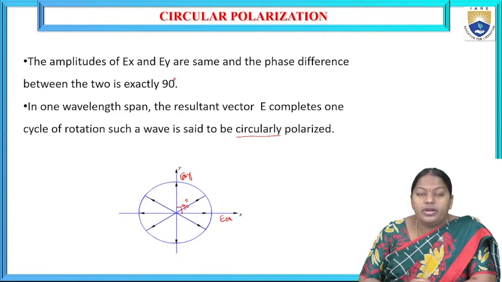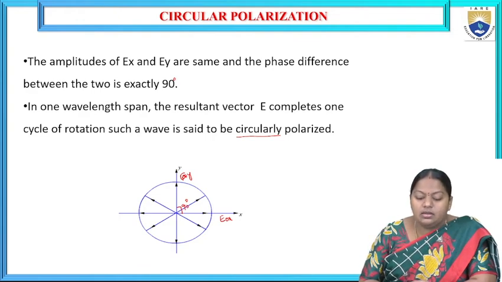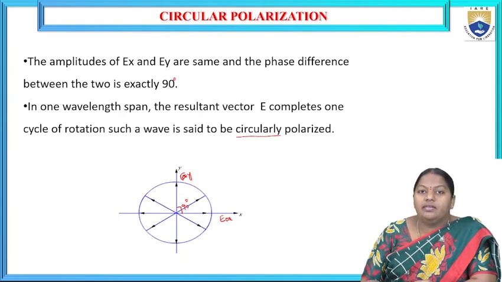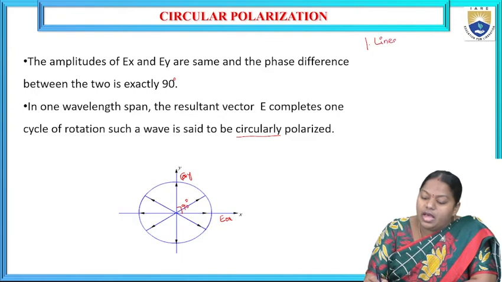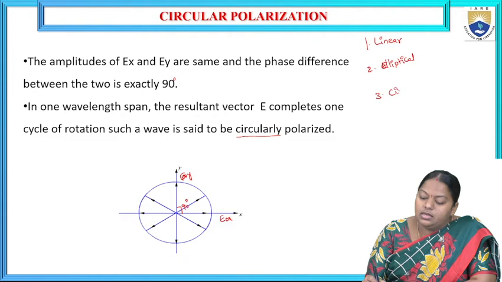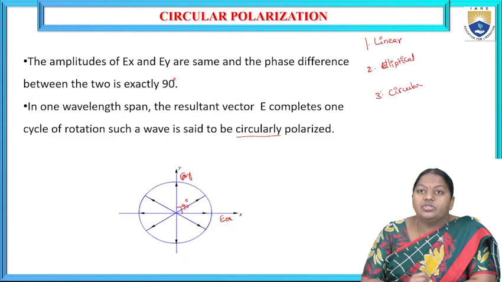Okay, so the orientation of the electric field vector at a particular time in space is defined by the polarization of the uniform plane wave, and there are three cases of polarization: linear polarization, the second case is elliptical polarization, and the third case is circular polarization, right?